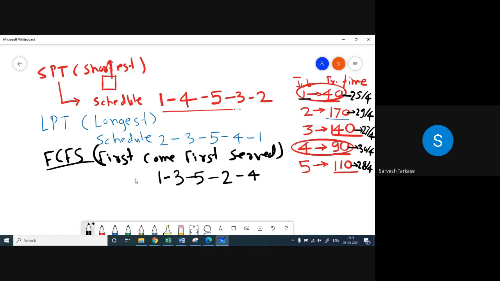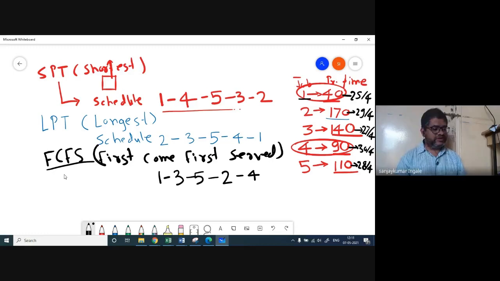So this was on the basis of first come, first served. We have processed these jobs.